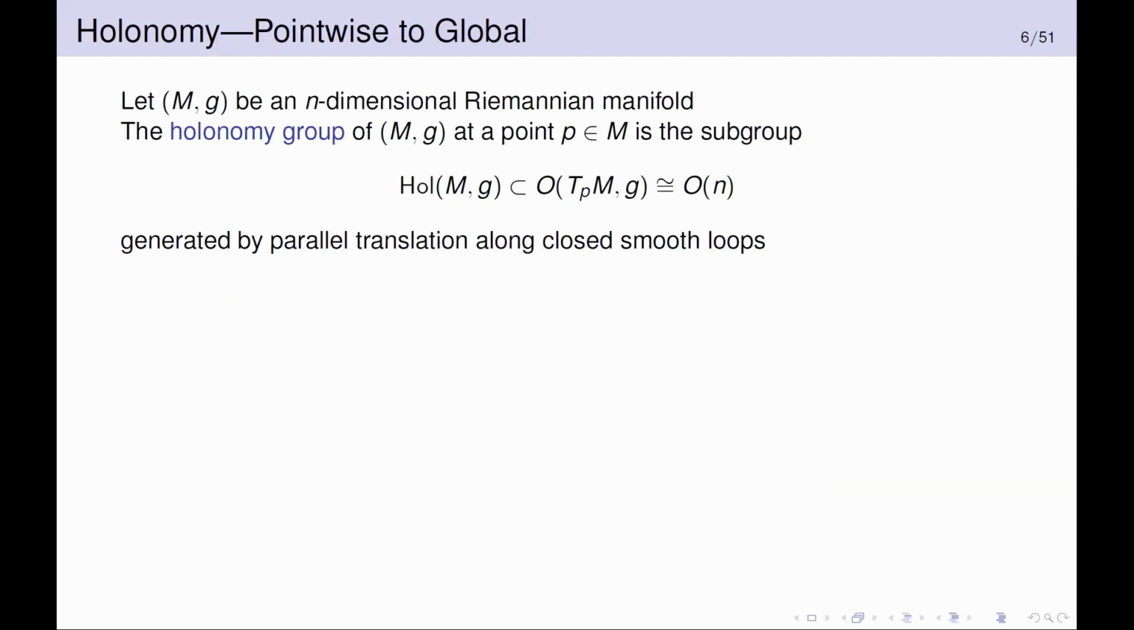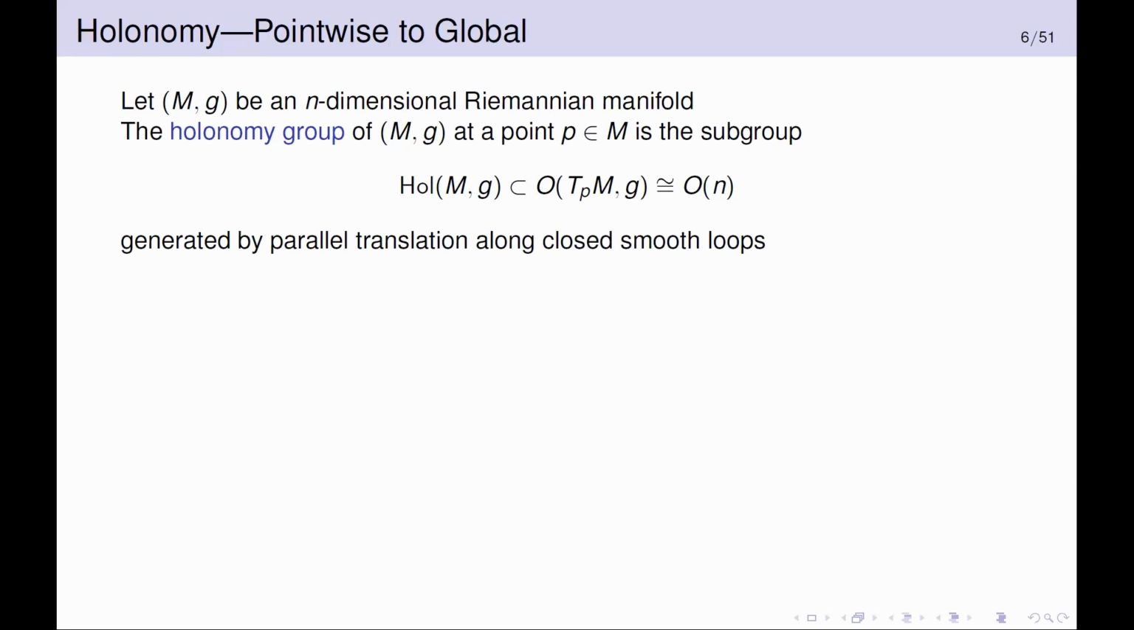So, as I said before, if I am on the Riemannian manifold and I fix a point P, I get the holonomy group of M and G at that point P, and that's a subgroup of the orthogonal group of the tangent space at that point, which is generated by all parallel translations along closed smooth loops. And actually, it's a closed subgroup, maybe that didn't fit on the slides. And closed subgroups of O(n), well, I think are pretty well understood.